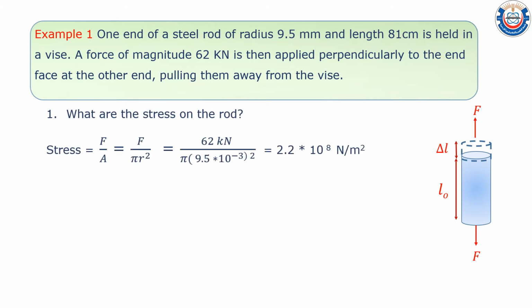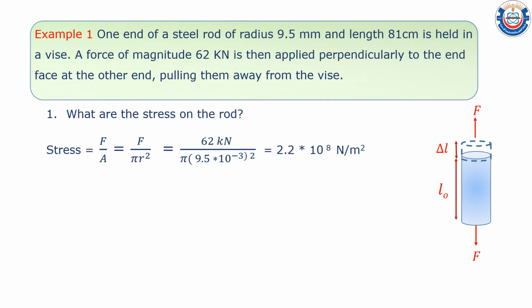As you know, stress equals the external force divided by the cross-sectional area, which in this case equals pi times r squared. The value of stress is equal to 2.2 times 10 to the power 8 Newton per meter squared.